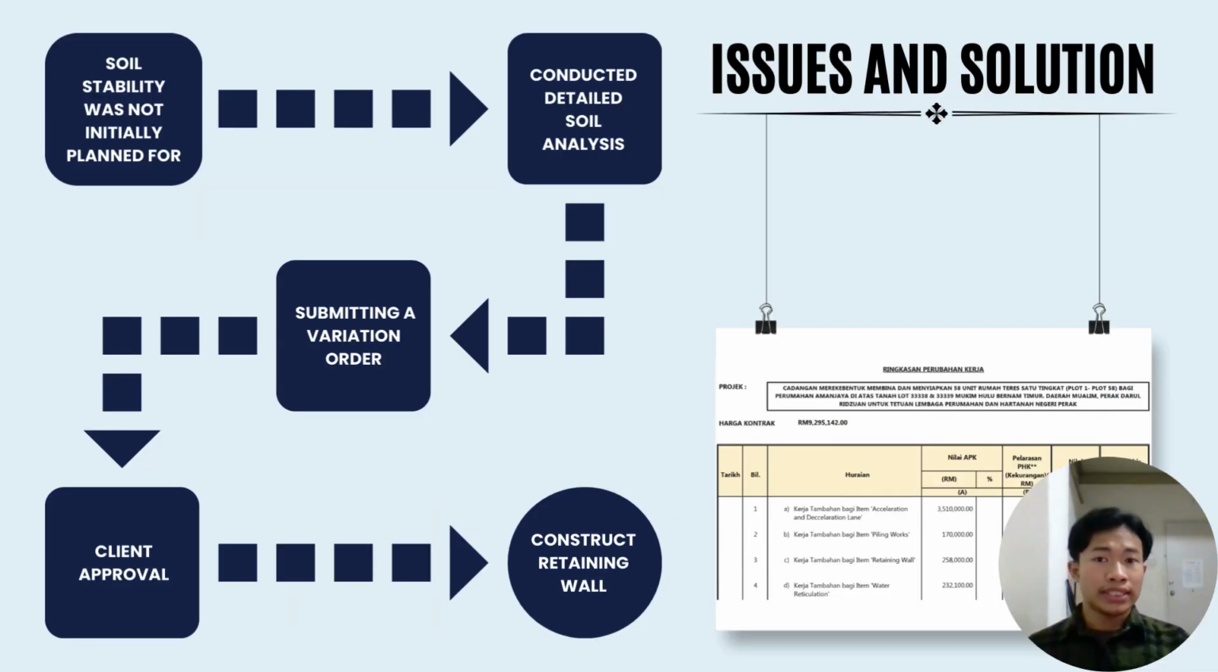Moving on to my last slide. For issues arising, so far there is no issue when constructing the wall. It is because soil stability was not planned in the first place, which may risk the project's structural integrity, as the soil might collapse. So the contractor addressed this by conducting detailed soil analysis and submitting a variation order to the client. This involves site assessment, preparing the variation order, obtaining client approval, and constructing the retaining wall.